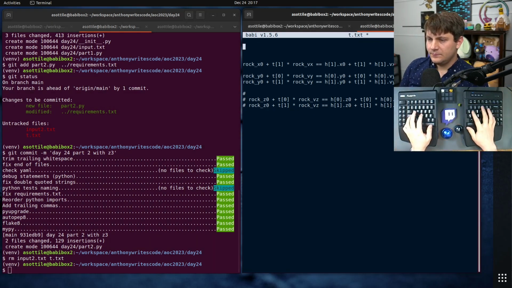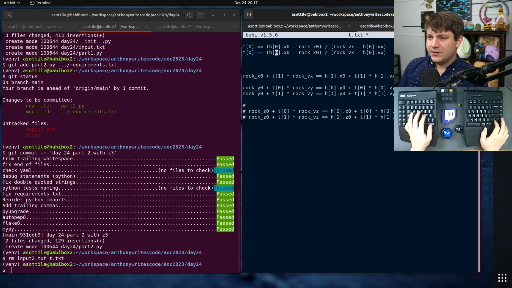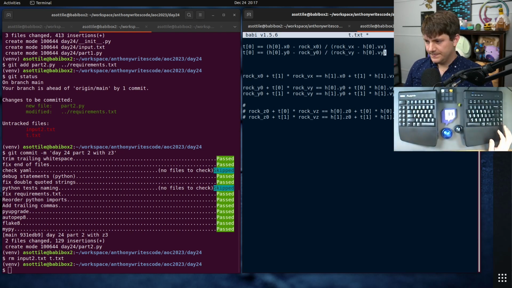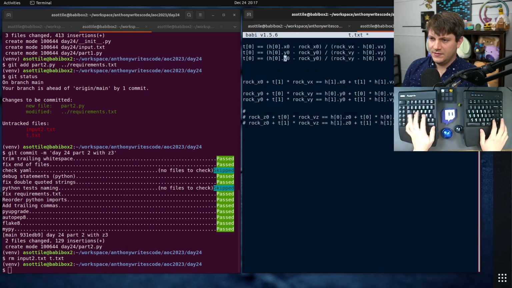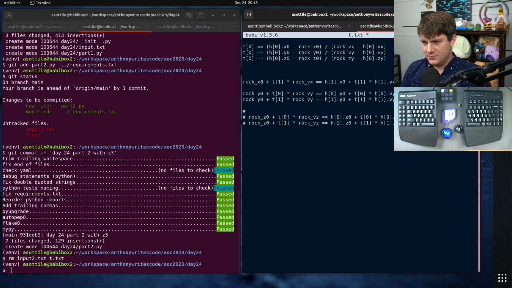So we also know that this is going to be equal to this, and in the Z direction as well. But we still have 6 free variables here, which is not great.